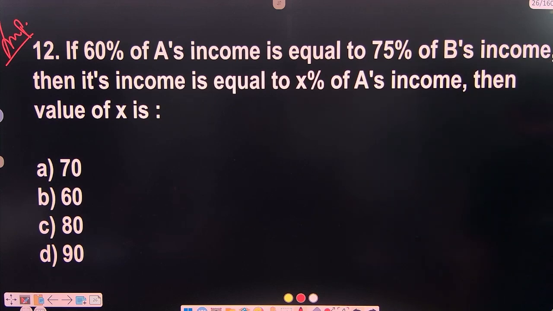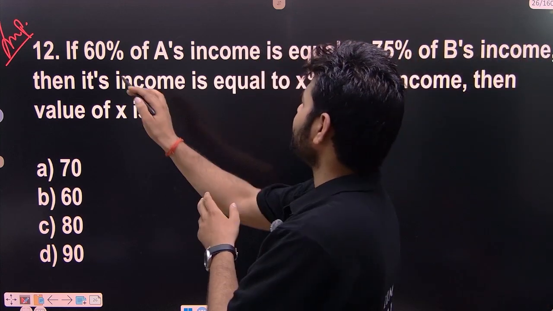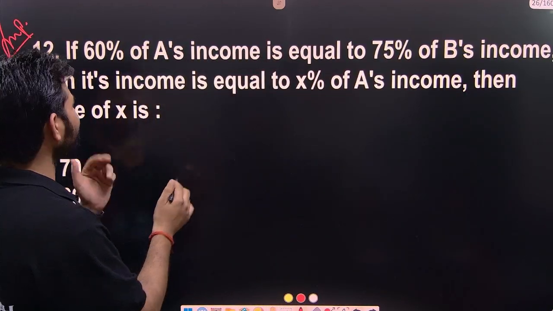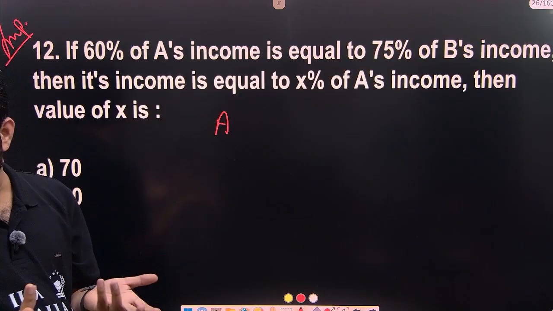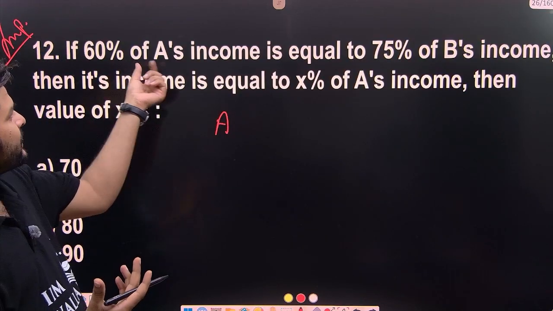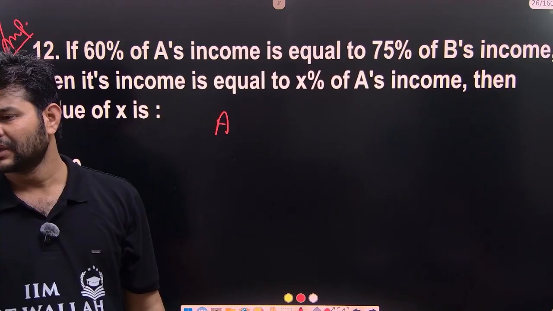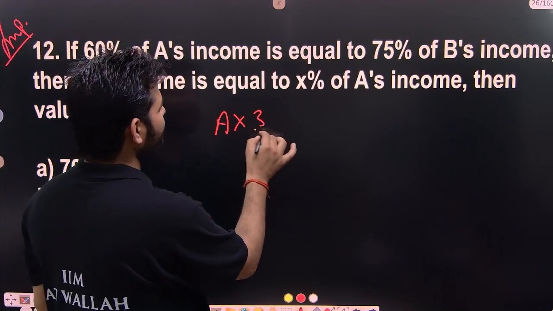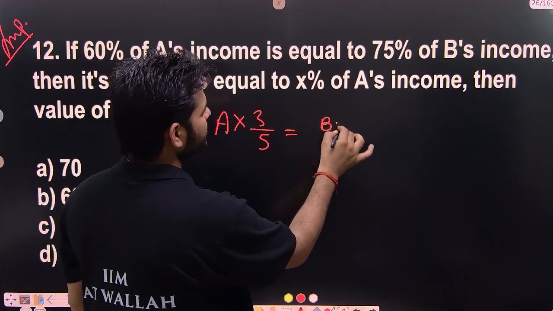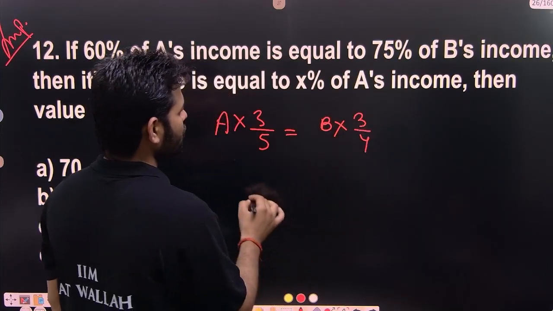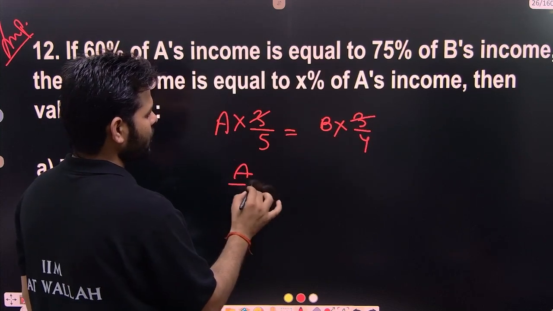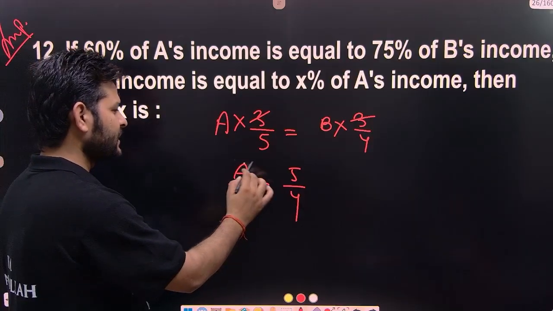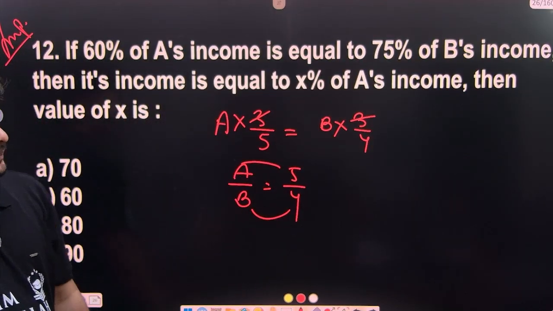Able to do, you need to check if 60% of A's income is equal to 75% of B's income. So suppose A's income is A and B's income is B. 60% means what? 20% means 1 by 5, so 3 by 5 of A is equal to 3 by 4 of B. You will get A upon B equal to 5 upon 4. That means if A's income is 5, then B's income is 4.